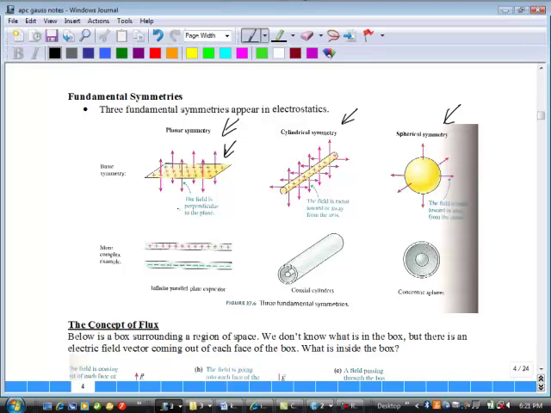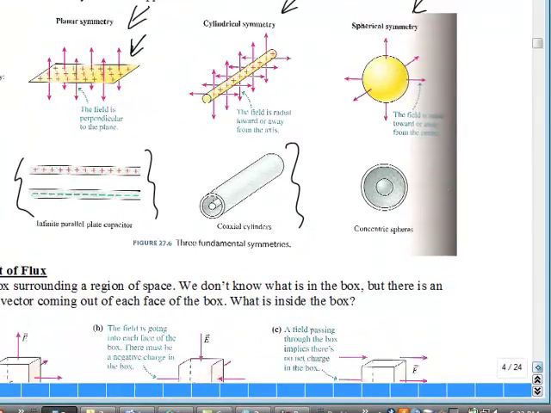Planar symmetries include a parallel plate capacitor. A cylinder is going to be a coax cable. Again, this is another type of capacitor that we'll talk about in a little more detail in the next couple of units. And a spherical symmetry we're going to use so much that you're going to get sick of it.